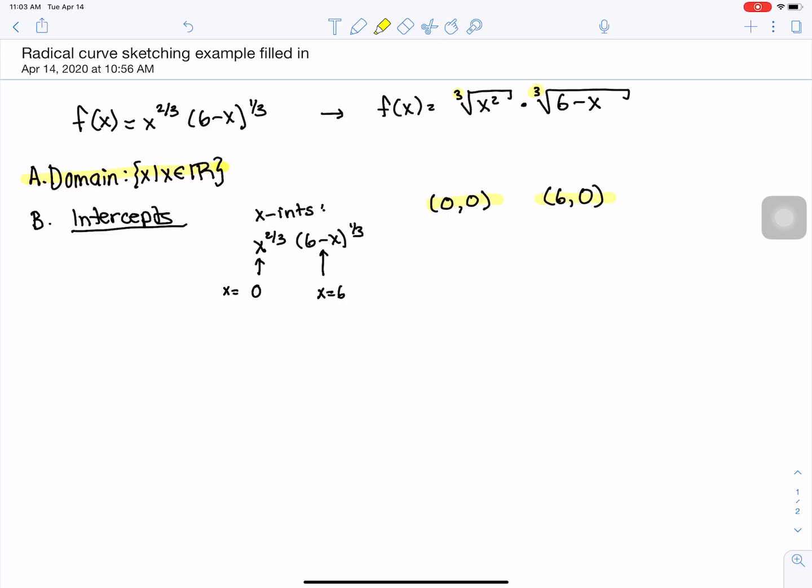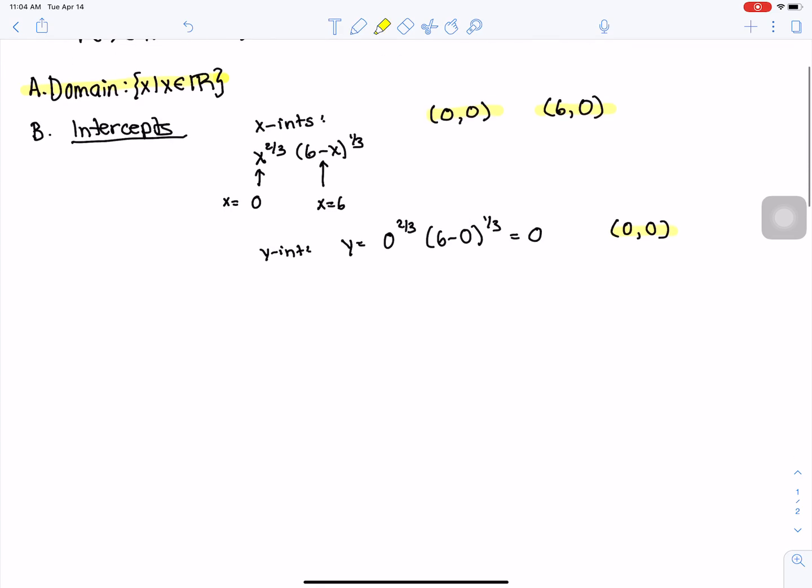Now because (0, 0) is already an x-intercept, that means that my y-intercept has to be (0, 0). But if you're not convinced, 0 to the 2/3 times 6 minus 0 to the 1/3 is just 0. So my y-intercept is also (0, 0). So there's my intercepts.